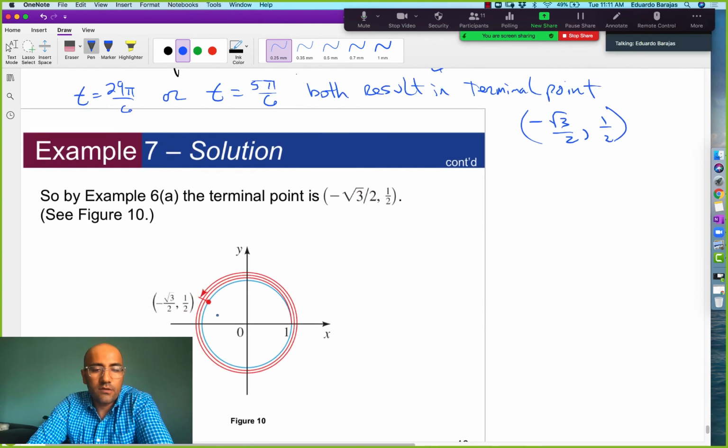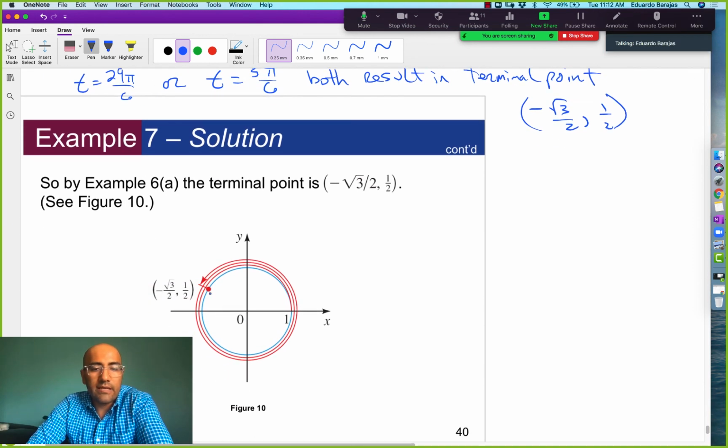Questions? So here in red is 29 pi over 6, one complete lap, another complete lap, two complete laps, and then finally we end up there. And if we just do 5 pi over 6, we go from here to there and stop. Either way, they both determine the same terminal point. Remember, we get this by finding the reference value and then looking it up in the table in reference to quadrant 1.